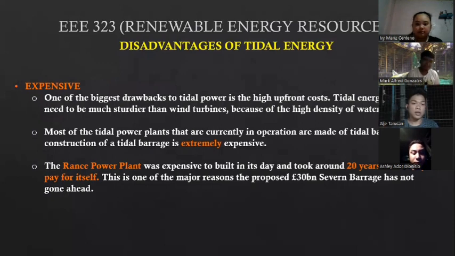The next is the expensive. One of the biggest drawbacks to tidal power is the high upfront cost. Tidal energy turbines need to be much sturdier than wind turbines because of the high density of water.